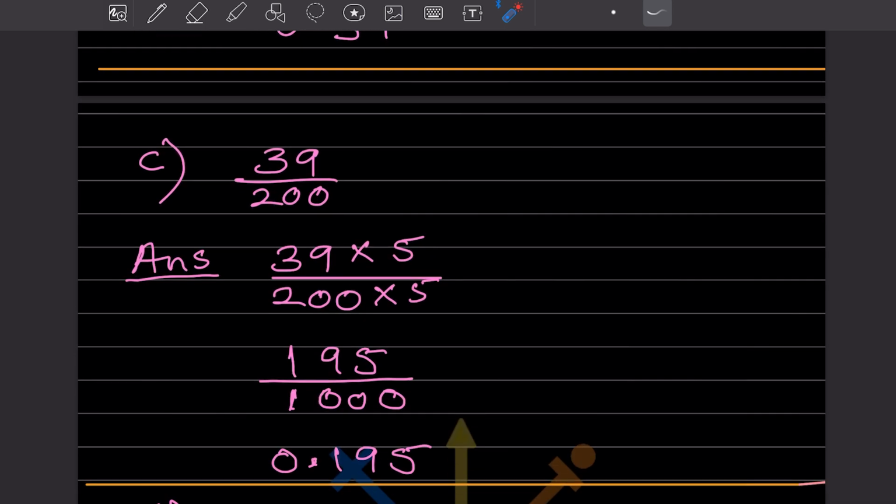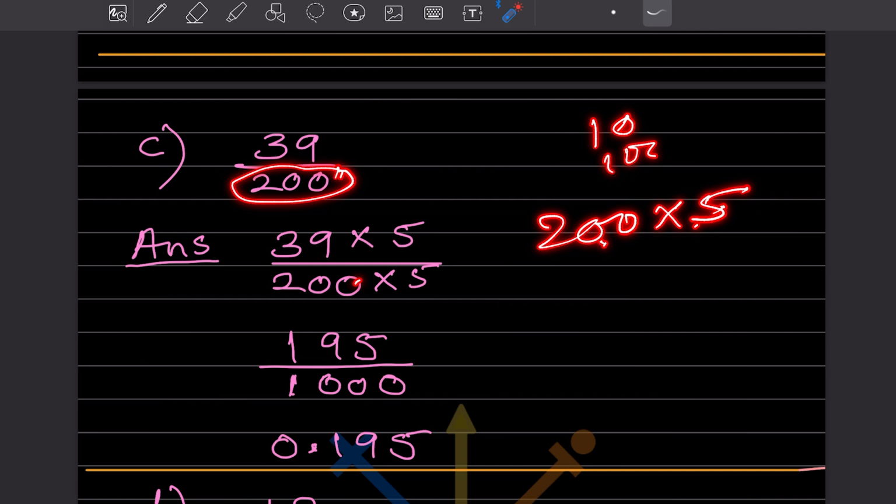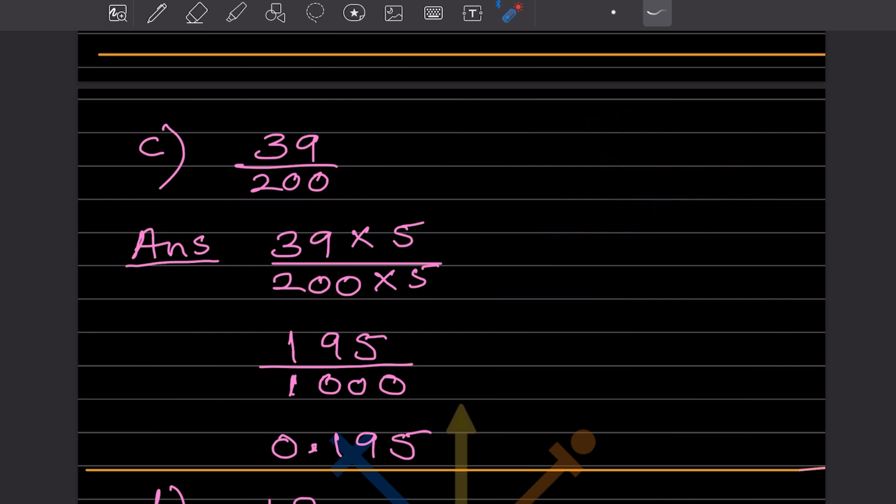So now look at here. Now this is 200. So 200 multiplied by 5, because here we can make it to 1000. It should be a multiple, meaning 10, 100, 1000, 10,000 and so on. So here 100 is not possible because the denominator is 200. So 200 multiplied by 5 is going to be 1000. So this is multiplied by 5, so this also should be multiplied by 5. So that should be 195 by 1000.